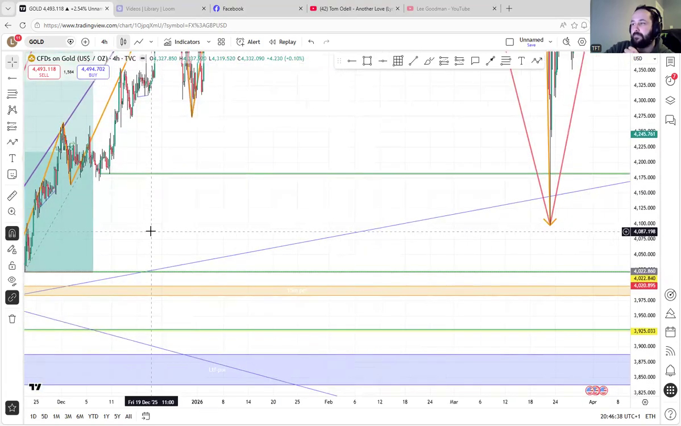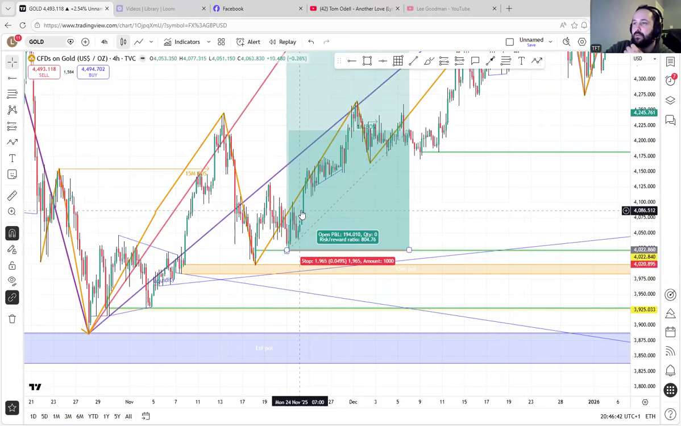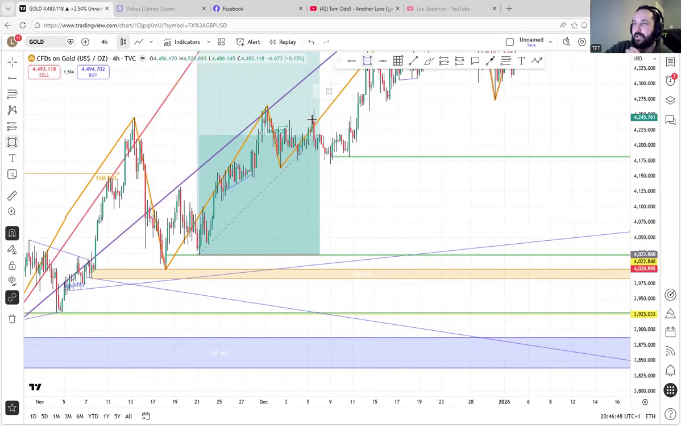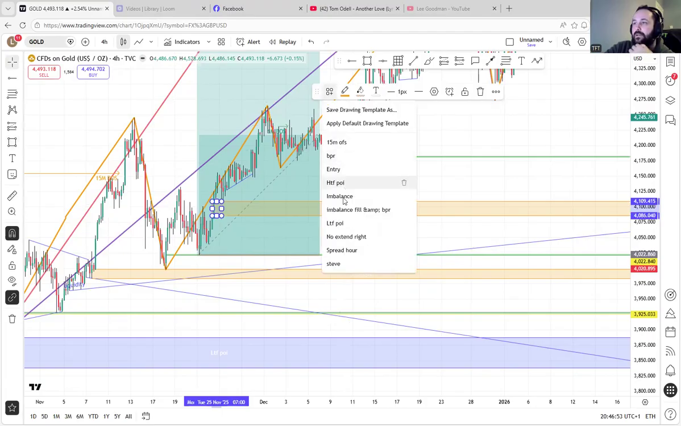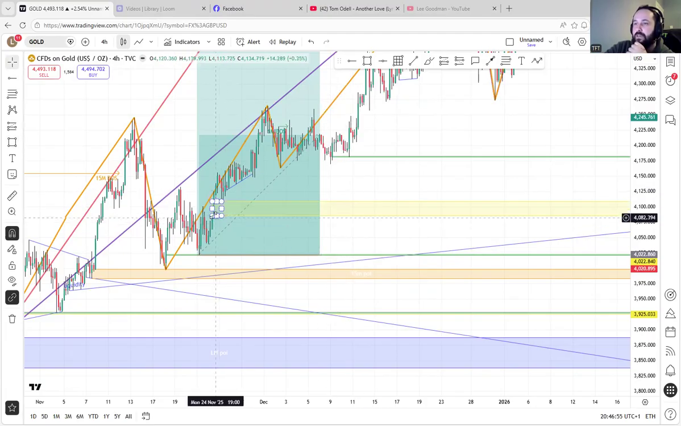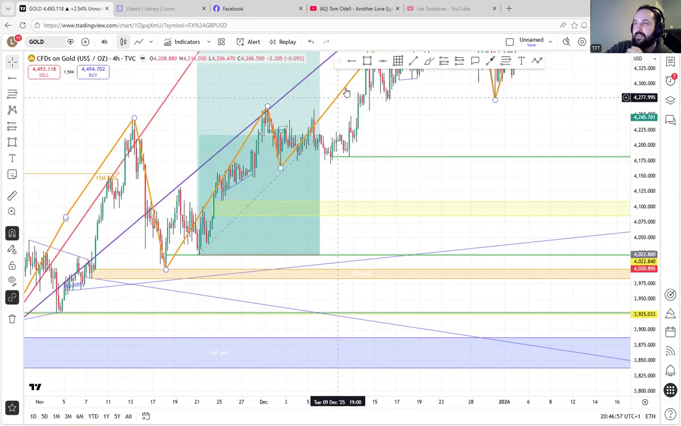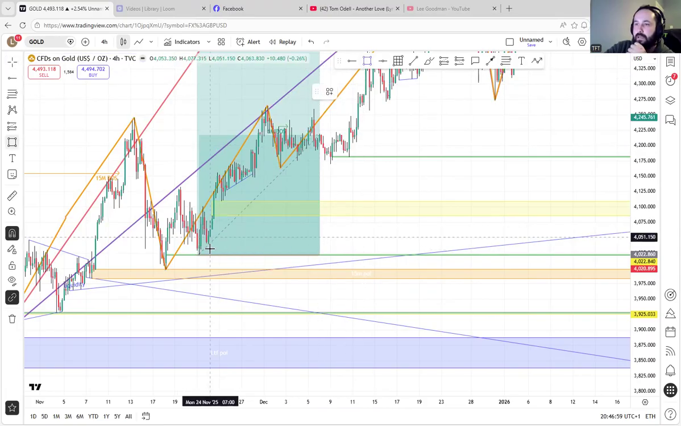So this is maybe a good example here. We get some imbalance created from this candle here. I'll highlight it yellow because yellow is my imbalance stuff. And then this area below it is what creates it.